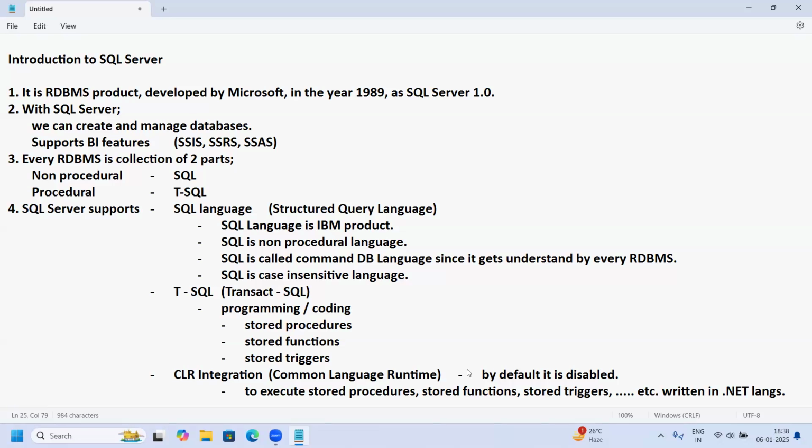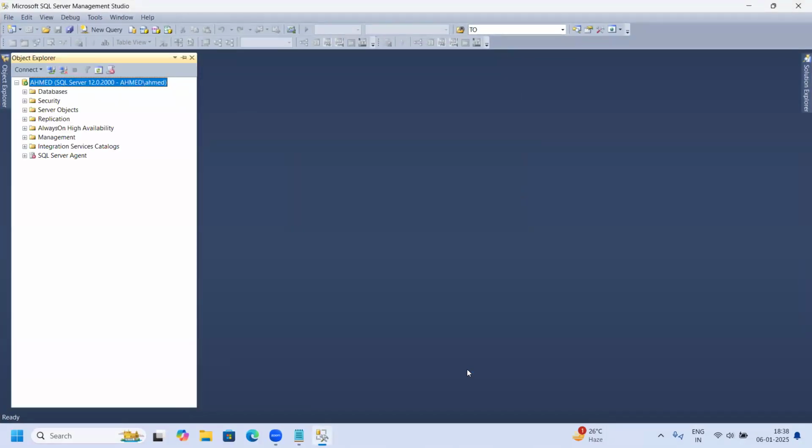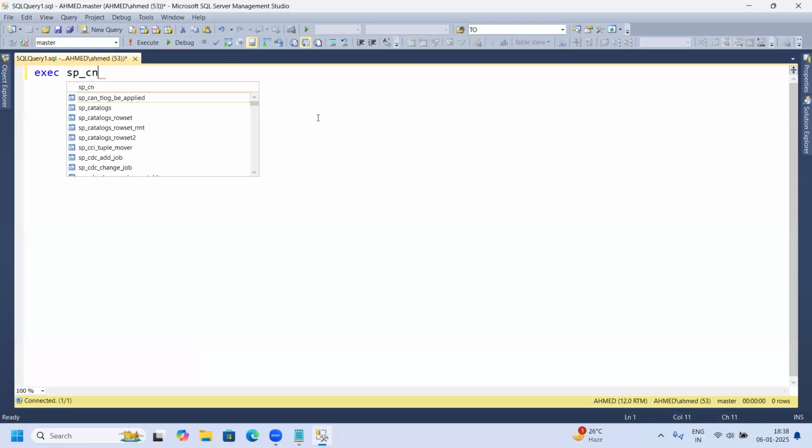Do you want to check this? Is it disabled or enabled? Open Management Studio, the direct tool. Connect to the engine, open a new query and check. This is how you check: execute the command sp_configure.